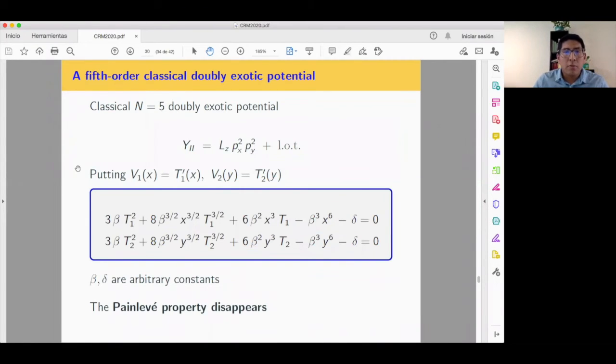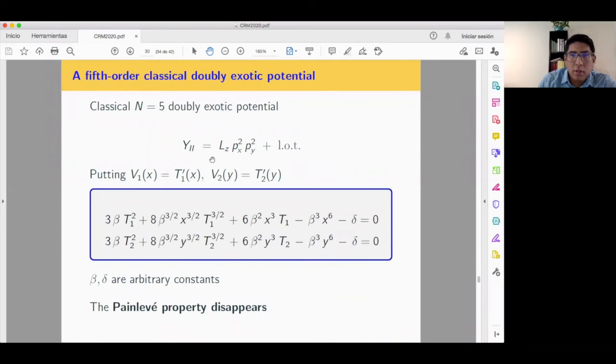So before going to conclusions, let me tell you briefly something about the classical doubly exotic potentials. In particular, the case n equals 5. So this is an element of the second family. This is the leading term. LC is just the standard classical component of angular momentum. Px and Py are again the canonical conjugate variables.